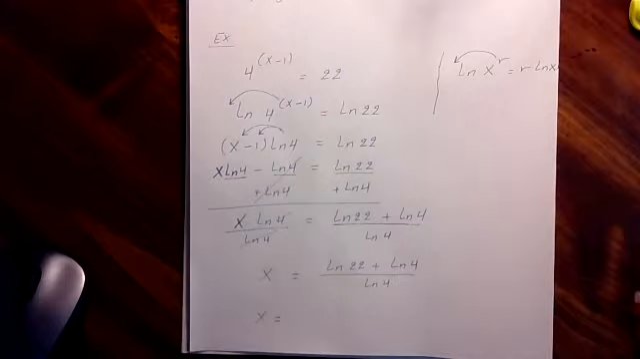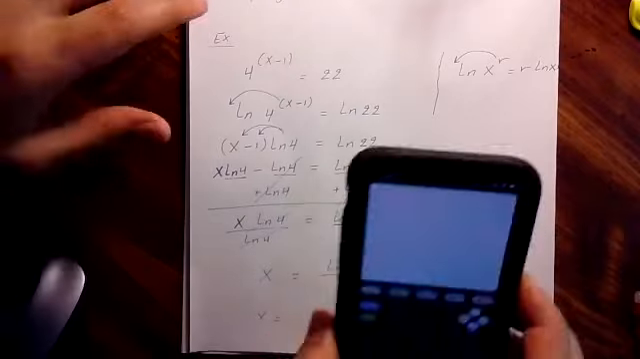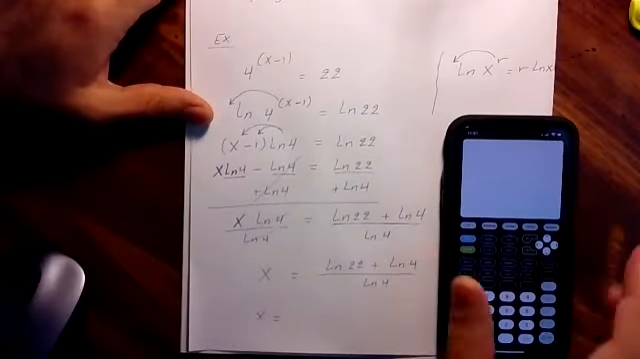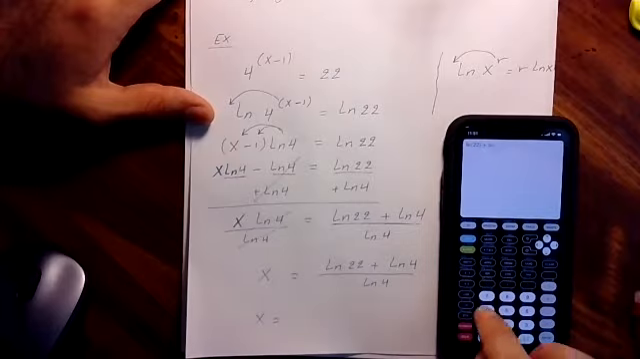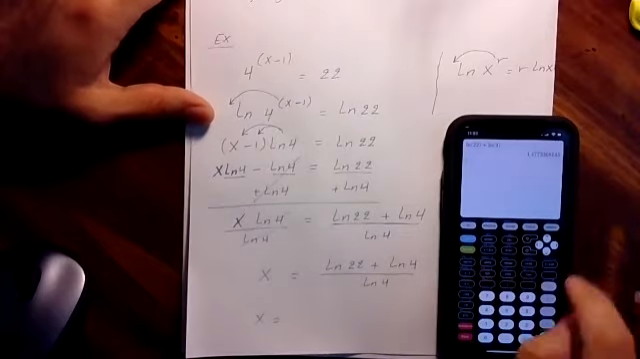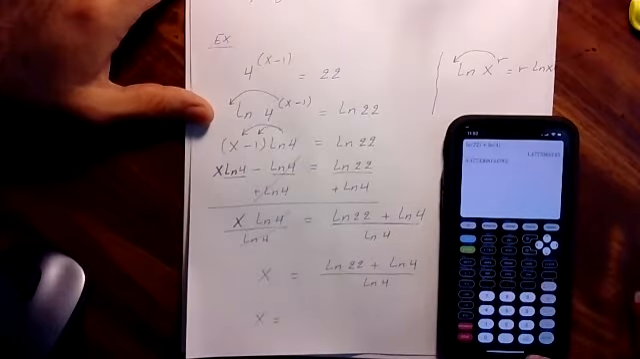Let's see how much the result is going to be. I'm going to plug in exactly the same thing: ln 22 plus ln 4. So here's the ln 22, close the parentheses, plus ln 4, close the parentheses. Here's the result. This one is divided by ln 4. Close the parentheses. So it's going to be 3.22974.